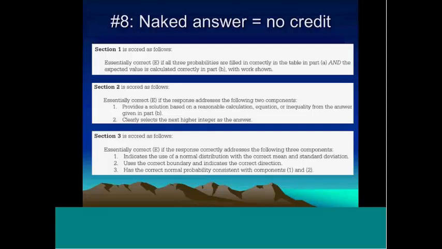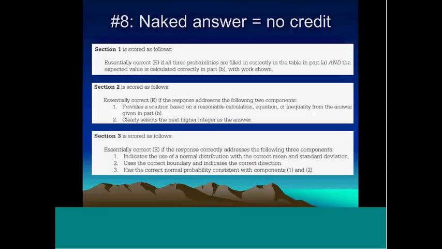And you can see 3 pieces of the work: normal distribution with the mean and standard deviation indicated, the boundary being correct and the correct direction on the problem, and then the correct normal probability based on the answers that they should have had from parts 1 and 2 there. So work is required in order to get full credit, and no work at all with a naked answer, even if it's right, should be no credit.